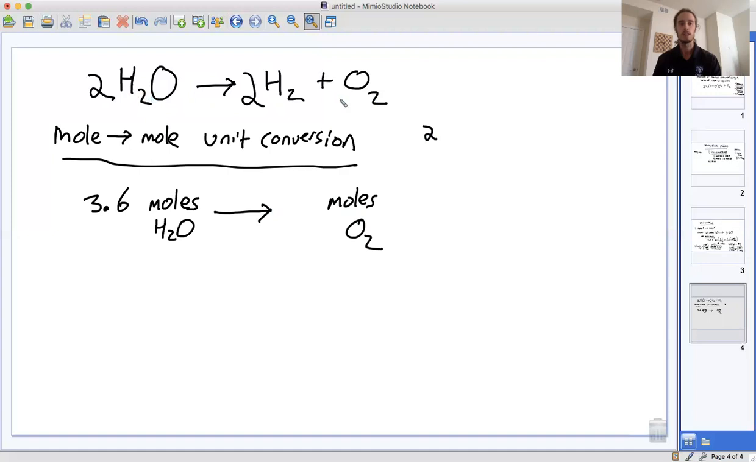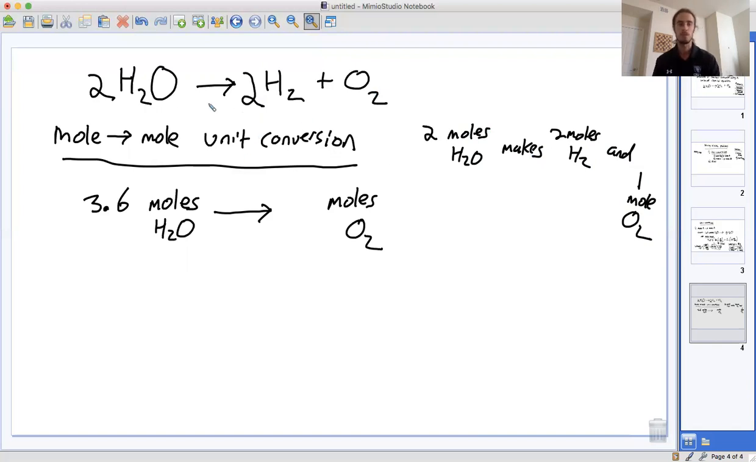if I look at this equation, these coefficients, it's sort of like a recipe. It's telling me that 2 moles of water makes 2 moles of hydrogen and 1 mole of O2. Right? So it's like a recipe. 2 moles of water makes 2 moles of hydrogen plus 1 mole of O2.